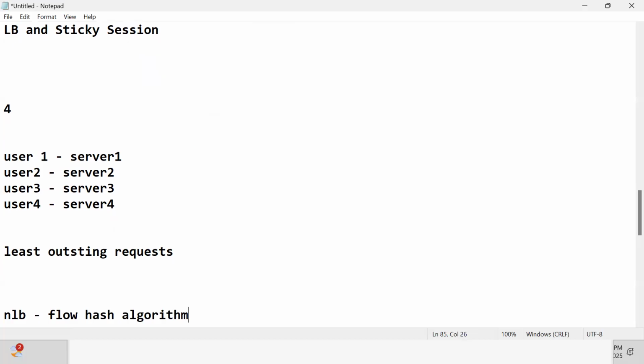So the flow of the connection is identified based on the source IP address, source port number, destination IP address, destination port, and protocol. It is going to calculate one hash value depending upon those 5 combinations, and depending upon that, it is going to redirect to the server.